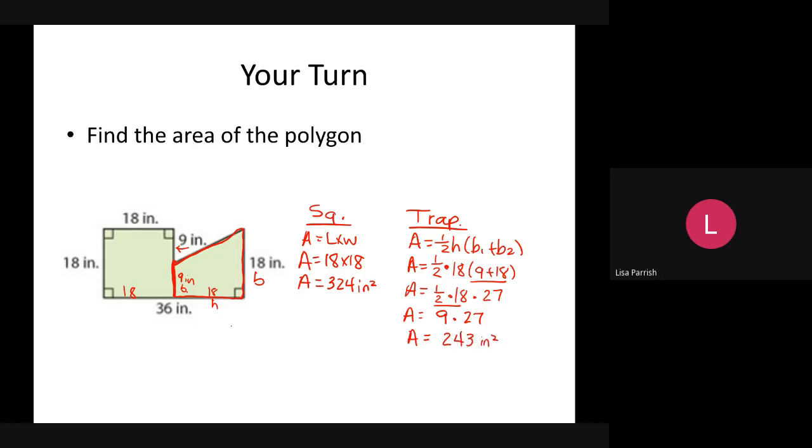So remember, our last step is to add our two totals together. So the area is going to be 324 plus 243 plus 324. And I got 567 inches squared.